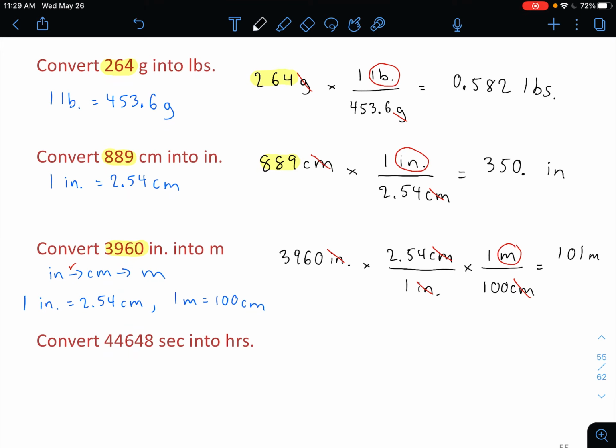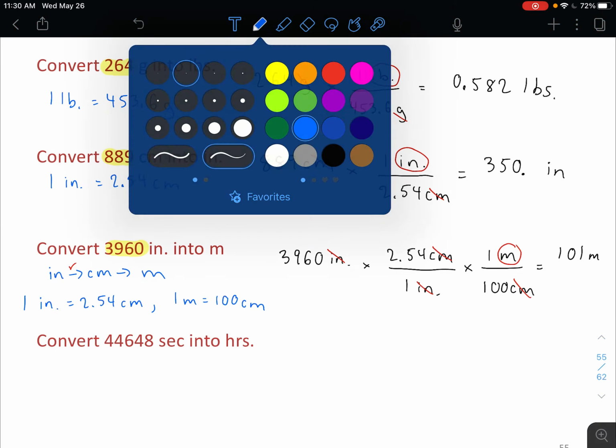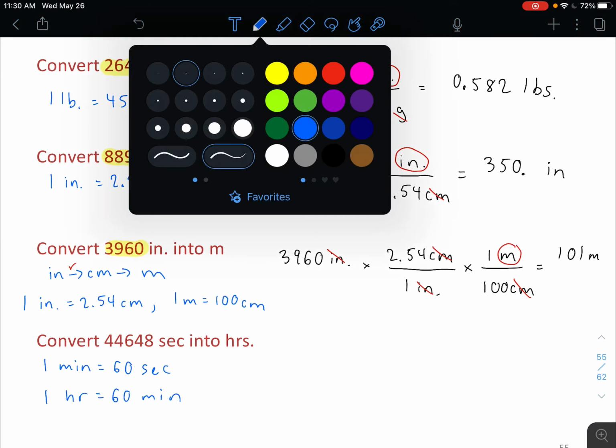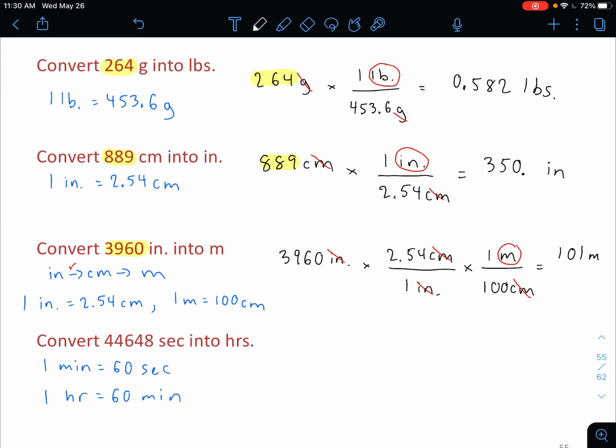Okay, one more to go here, seconds into hours. So we know 1 minute equals 60 seconds. 1 hour equals 60 minutes. So I'm going to do it in 2 steps, from seconds to minutes to hours. You can do it directly if you want to, but I'm just going to do it in 2 steps. So what do we have? 44,648 seconds. So that's 5 significant figures times 1 minute over 60 seconds times 1 hour over 60 minutes.